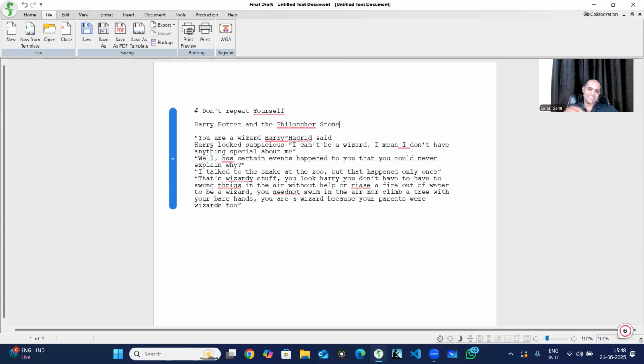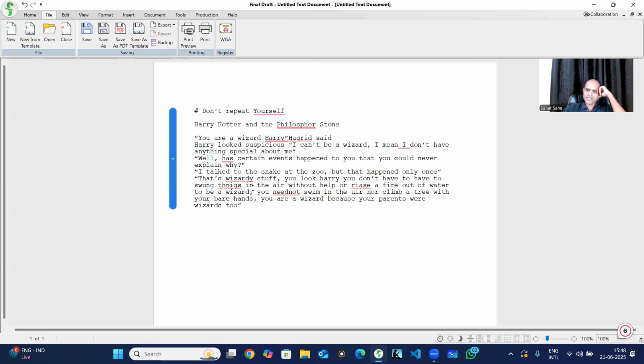So this is a trick. Now you see, Hagrid is explaining this again and again to Harry, to convince Harry that he's a wizard. Now, this is not the exact lines that the writer has written. I just made it up.